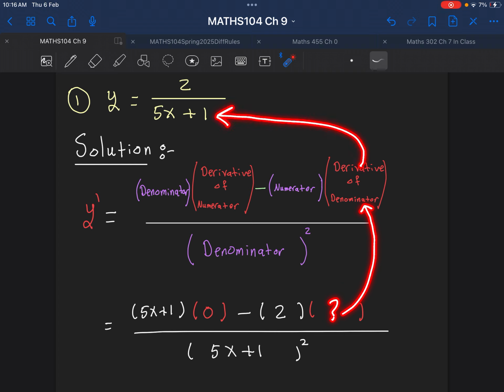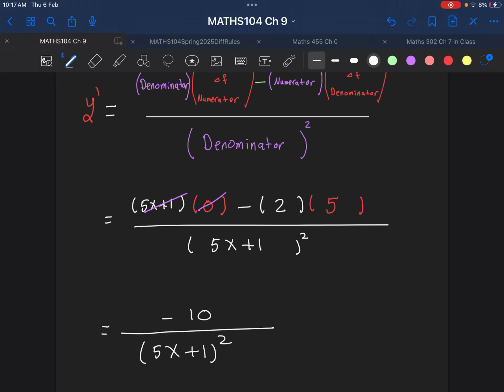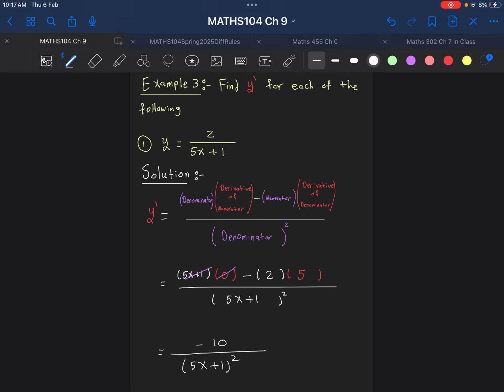What shall we write here? We need to write derivative of the denominator. So look at this one and tell me what is the derivative. Well, derivative of x is 1 times 5, so it will be just 5. Derivative of 1 is 0, so the answer will be just 5. Now, we can simplify because 0 multiplied by anything is 0. 2 times 5 is just 10, so you get negative 10 on top, divided by (5x plus 1) squared. And that's the derivative.